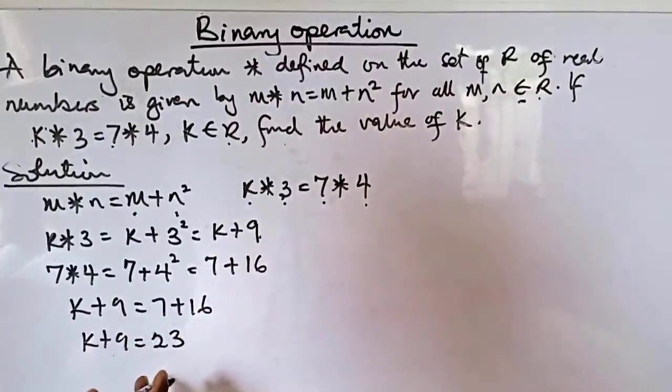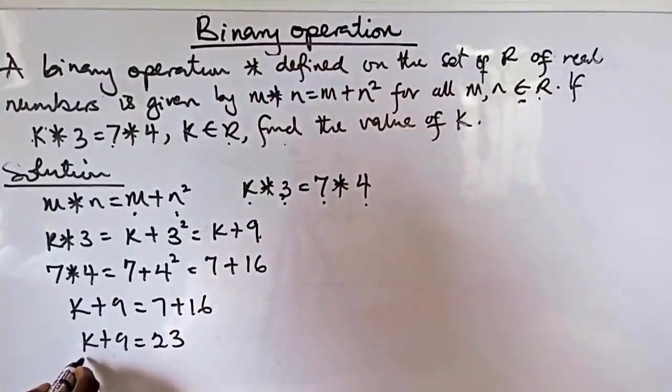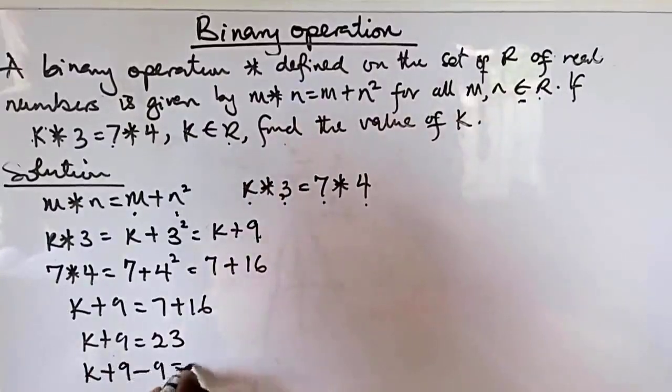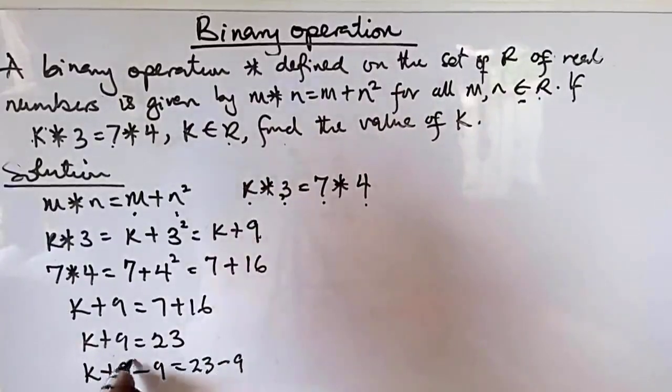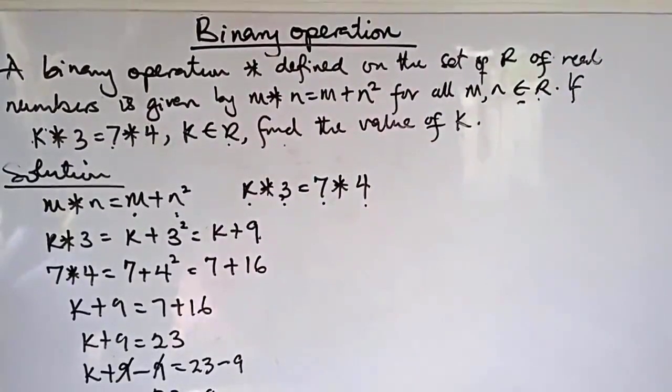Now, what we need to do here is to make k the subject of the formula, and because we have 9 here, to eliminate this we subtract 9 from both sides. As such, we have that k plus 9 minus 9 equals 23 minus 9. So this cancels out this. So here you have that k equals 23 minus 9, and 23 minus 9 should give us 14.